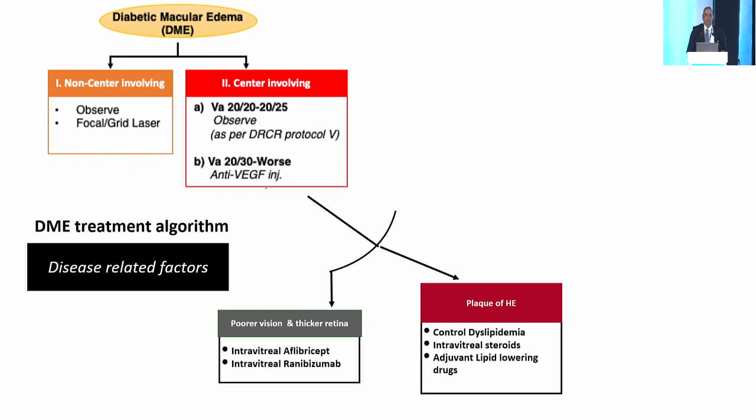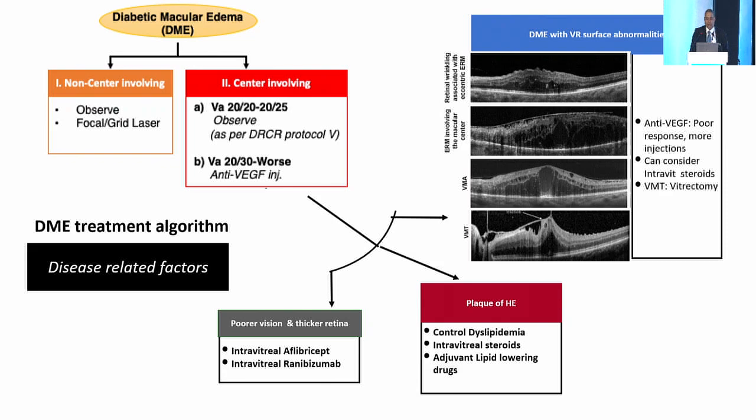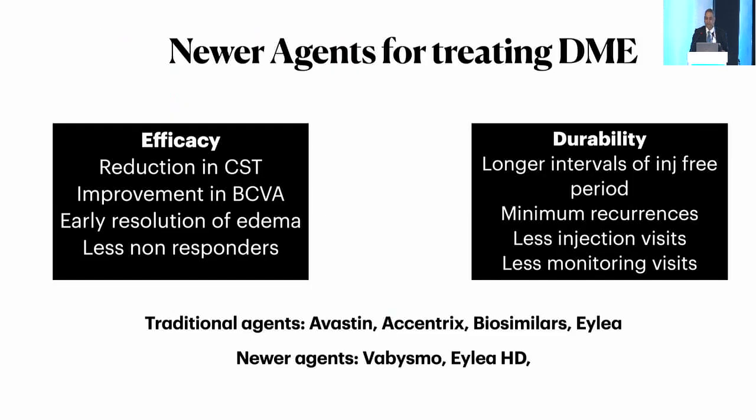If it's a very poor vision, thicker retina, you tend to go with these newer drugs, aflibercept, and now we have the faricimab. You can think of using those. And when you have these vitreoretinal surface abnormalities, the anti-VEGF response is a bit poor. Though they respond, you have to counsel that they may need more injections. However, if there is a frank traction, nothing will work. Vitrectomy in these cases definitely is a solution.